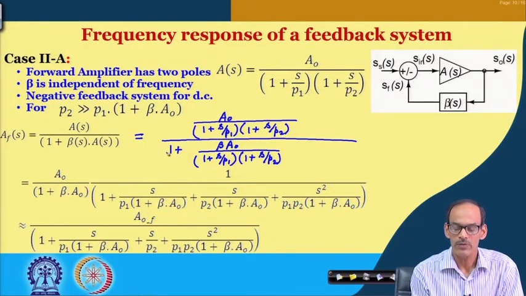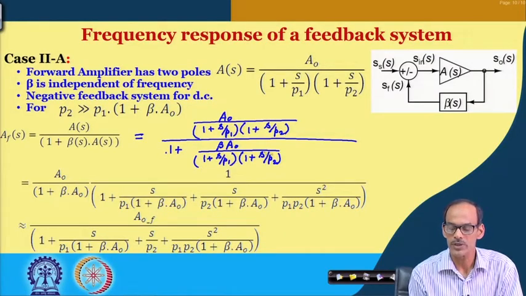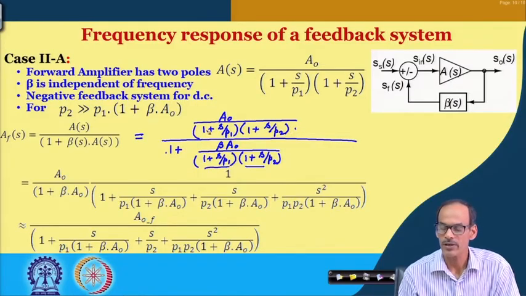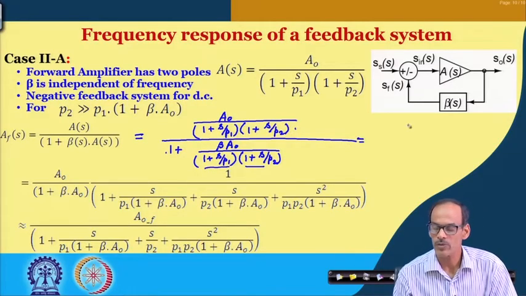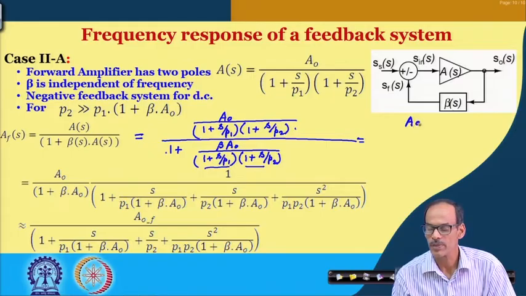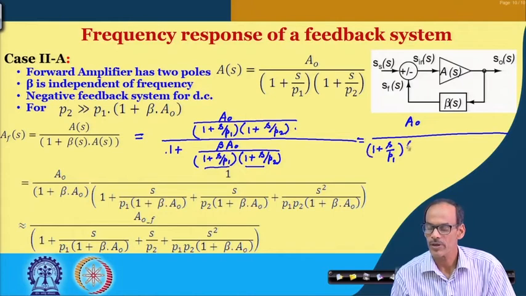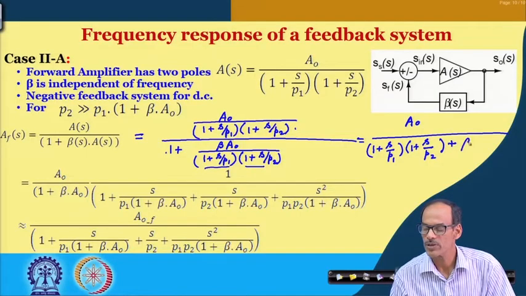Now, this part if I put it here, so then from this denominator this factor and this factor are getting cancelled here. So, what we can get in the numerator is A naught, and in the denominator what we get is 1 plus S divided by P 1, multiplied by 1 plus S divided by P 2 plus beta into A naught.